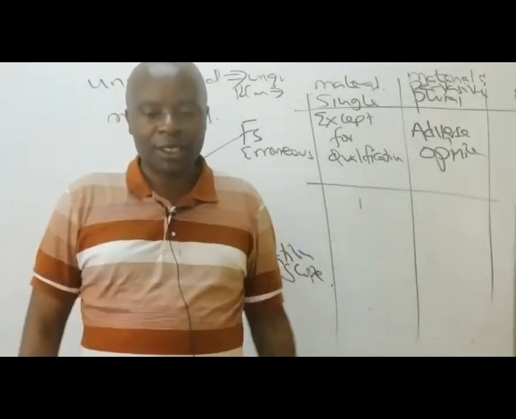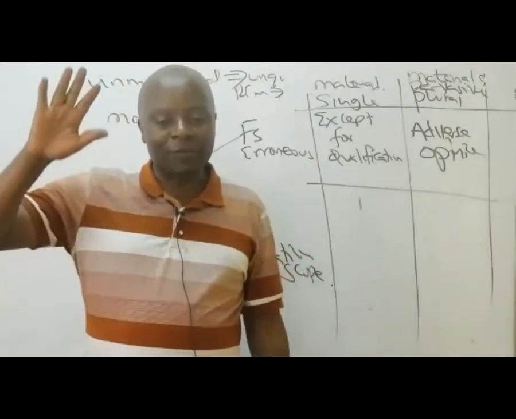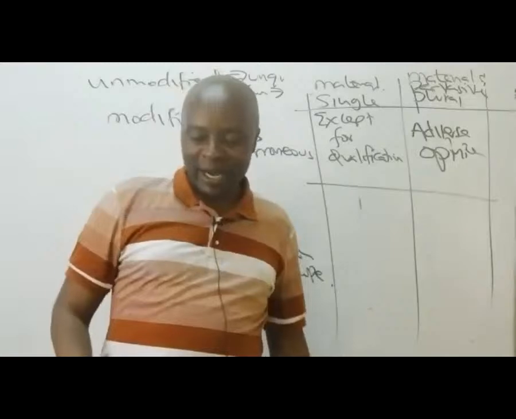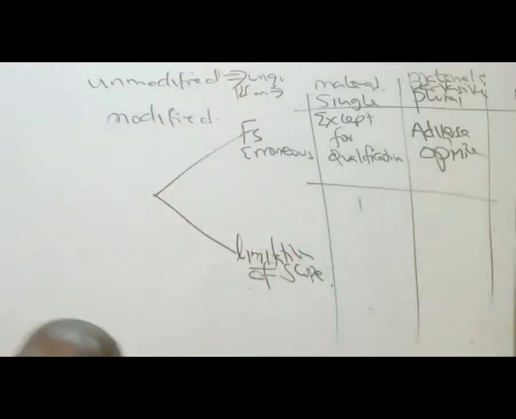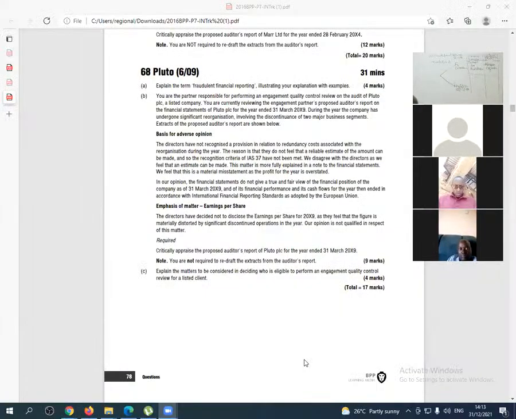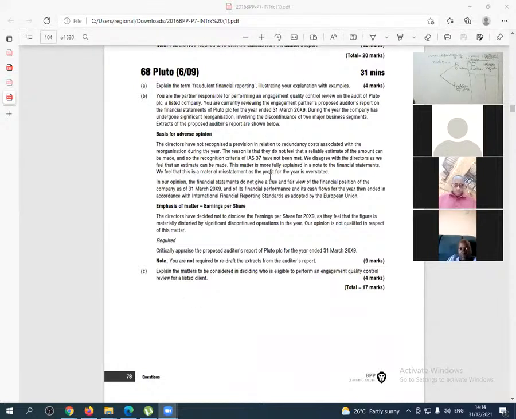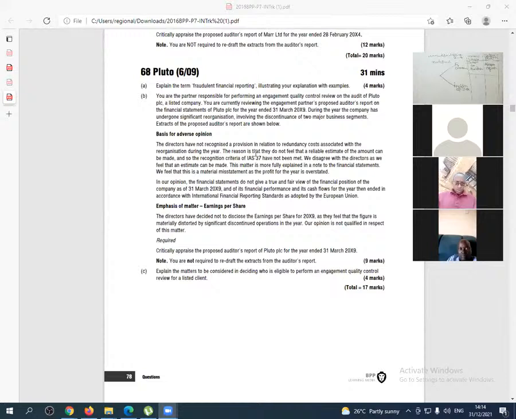So are we together first of all up to there? Let me go back to the book for us to be 100% together, because you have to understand this thing. These are the kind of questions we expect this semester. Basis for adverse opinion. It should have been named the opinion paragraph, and then the basis down there. The directors have not recognized a provision in relation to redundancy costs associated with the reorganization during the year.